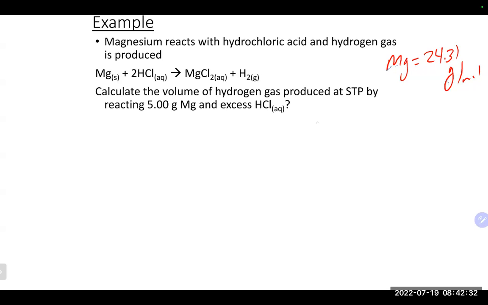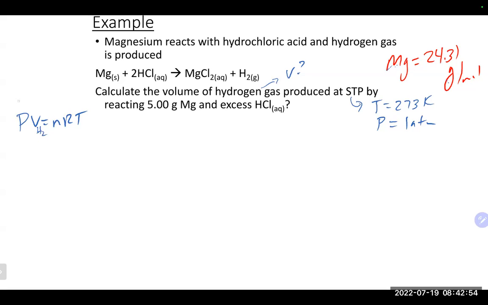So we're looking to calculate the volume of hydrogen gas at STP. So once again, that is a temperature of 273 Kelvin. That is a pressure of 1 atmosphere. So we can think about PV equals nRT here for hydrogen. And we're obviously looking for the volume here.